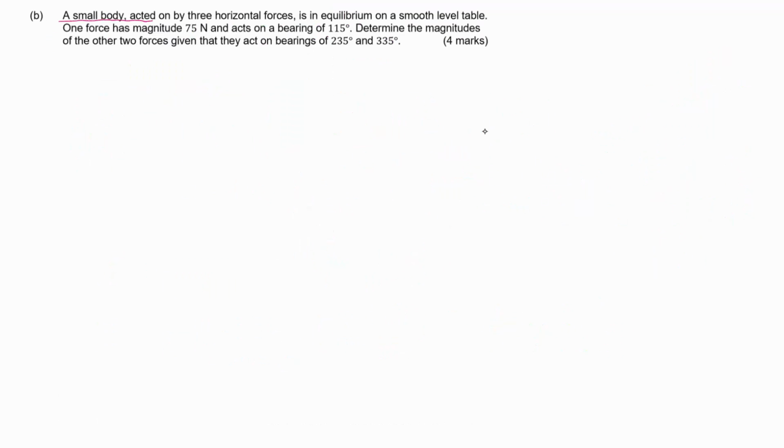A small body acted on by 3 horizontal forces is in equilibrium on a smooth level table. One force has a magnitude of 75 newtons and acts on a bearing of 115 degrees. Determine the magnitudes of the other 2 forces given they act on bearings of 235 and 335.